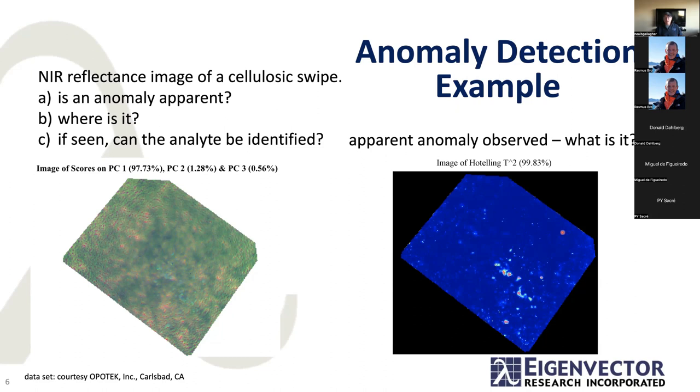Now the idea is, can we identify it? Because right now it just might be, the joke I tell is, it could be the powder off the donut that the guy was eating. We don't know what that is yet.